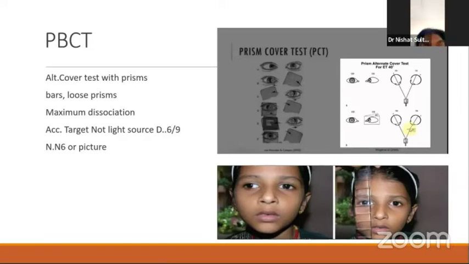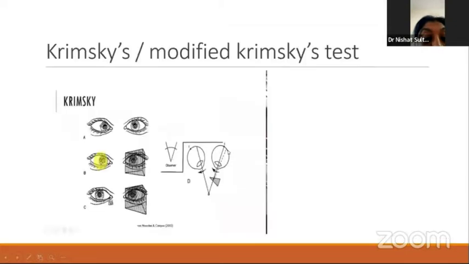Now, the prerequisite for prism bar cover test is that the child should be having good vision. Now, what do you do in case of patients with amblyopia or sensory squint? So we can do a Krimsky's test where you place increasing strength of prisms in front of the squinting eye and look for centration of the corneal reflex. The modified Krimsky's test is when the prism is placed in front of the normal eye. Now, this is done in patients with corneal opacity where the corneal reflex may not be very easy to identify.